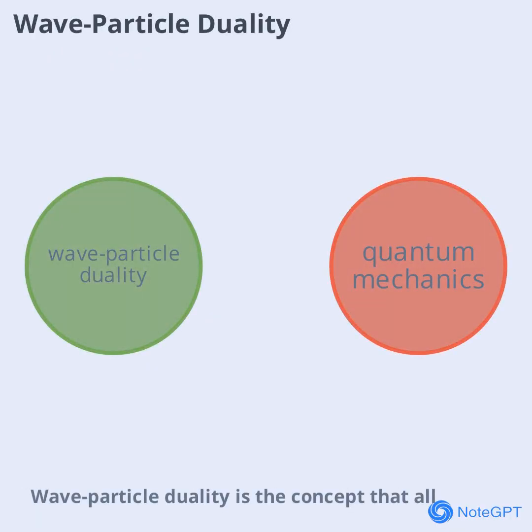Wave-particle duality is the concept that all particles exhibit both wave and particle properties. Light, for example, can behave as a wave in phenomena like interference and diffraction, but also as a particle in the photoelectric effect. Similarly, electrons show wave-like behavior in experiments like Davisson-Germer. This duality is a fundamental aspect of quantum mechanics.